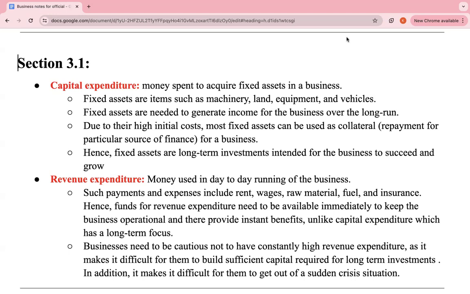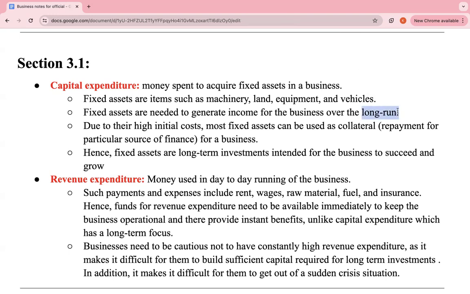So for section 3.1, we're going to begin by defining capital expenditure. Capital expenditure is the money spent to acquire fixed assets in a business. So what are fixed assets? Fixed assets are items such as machinery, land, equipment, and vehicles. These are assets that last more than a year. Fixed assets are needed to generate income for the business over the long run.